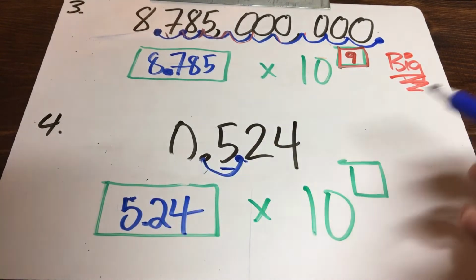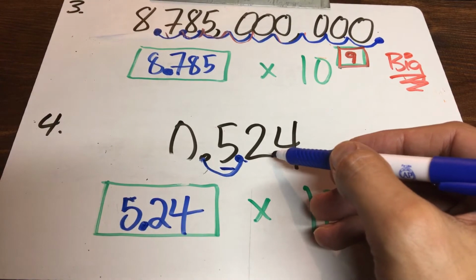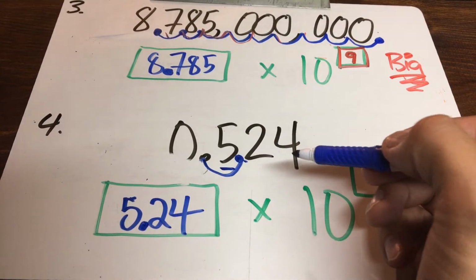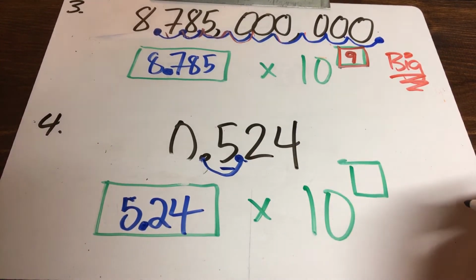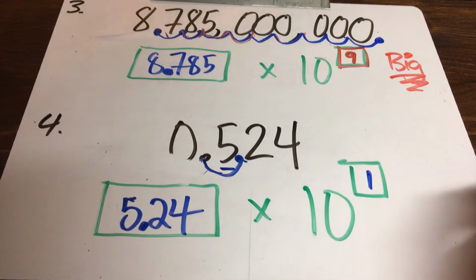5.24 is it. That's a decimal right there. 5.24. If I would have kept going, look what I would have had. If I stopped right here, that would be 52. Nope, that's way too big. 52.4 would be too big. So it's 5.24. Now, how many places did I move it? 1. But let's use common sense.